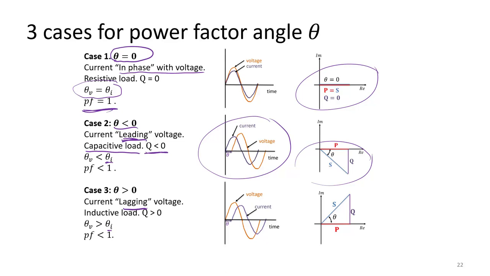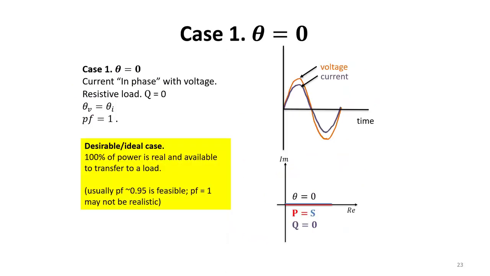Alright, so let's take a closer look at each of these cases for the power factor angle. Our first case is the case when our power factor angle equals 0. As we mentioned, this is our desirable or ideal case. We say that the current is in phase with the voltage, and our load behaves like a purely resistive load. The imaginary component of complex power, Q, is 0. Our voltage phase angle is equal to our current phase angle, and power factor is exactly equal to 1.